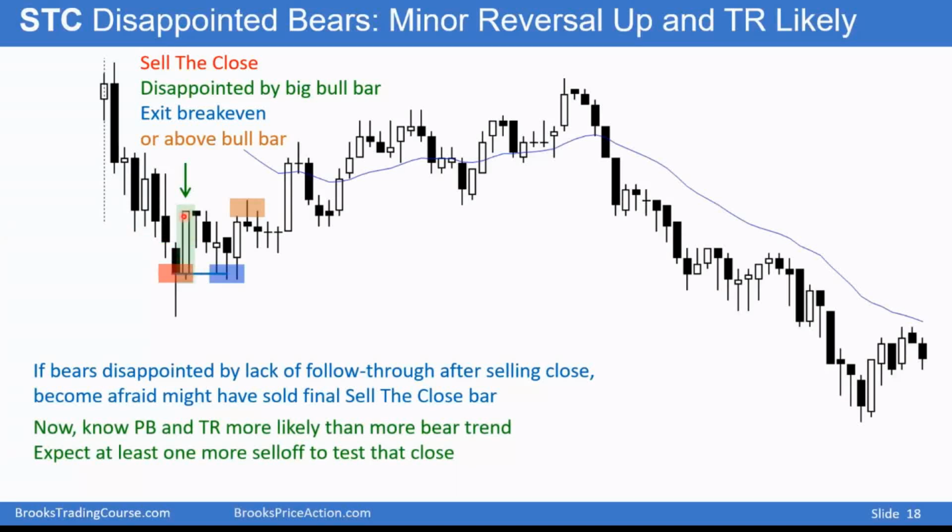When you see an especially big disappointment bar, you know that a trading range, or possibly even a bull trend, is now more likely than a resumption of the bear trend. Usually you get one more attempt down when you have a sell to close bear trend, but if you see a lot of buying taking place at that low close, then we're probably going more sideways or possibly up. Traders will look to buy.